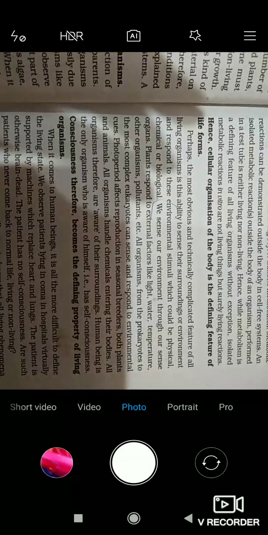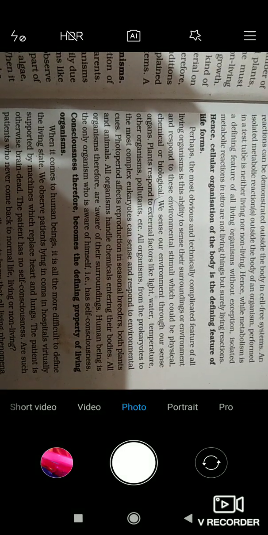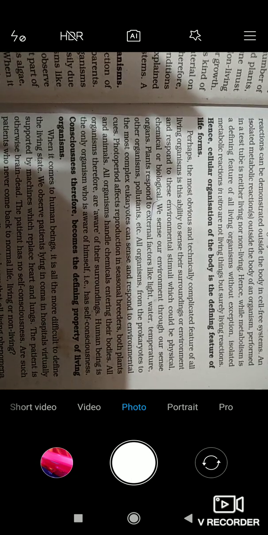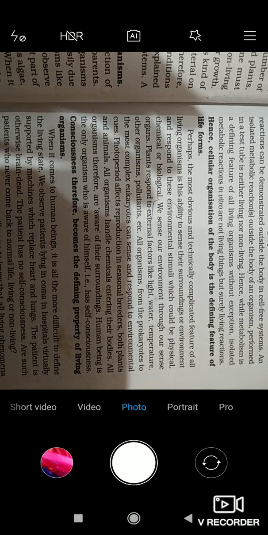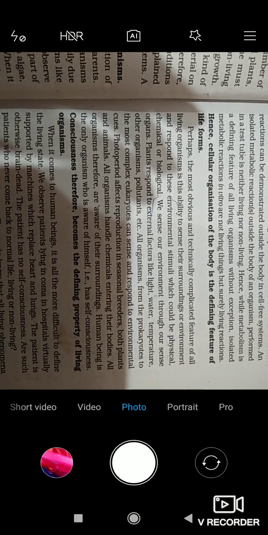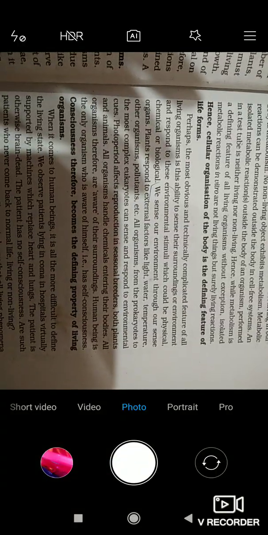Okay, so next, we sense our environment through our sense organs. So from which organs do we sense this environment? Through our sense organs. Sense organs means eyes, ear, nose, tongue and skin.